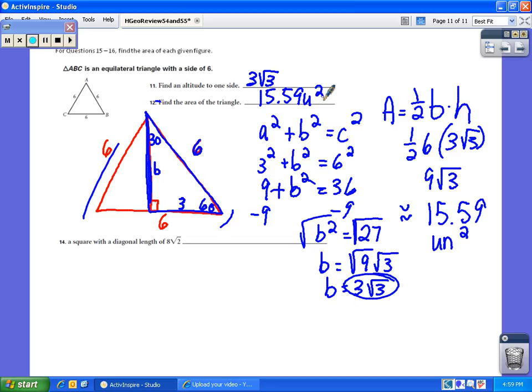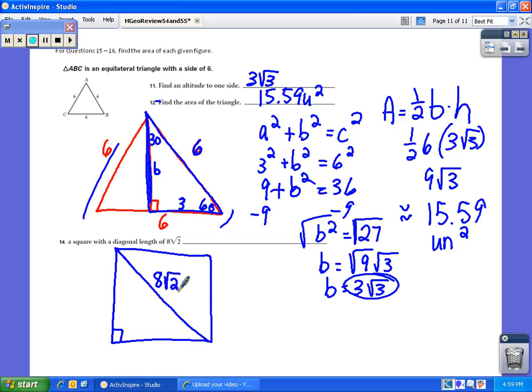Lastly, number 14, they want the area of a square with a diagonal length of 8 root 2. So I'm going to draw a square and label my diagonal as 8 root 2. Remember, the diagonal of a square bisects these angles, and if you bisect a 90-degree angle, these are both 45. So I have a 45, 45, 90 triangle, and I know the diagonal is 8 root 2.